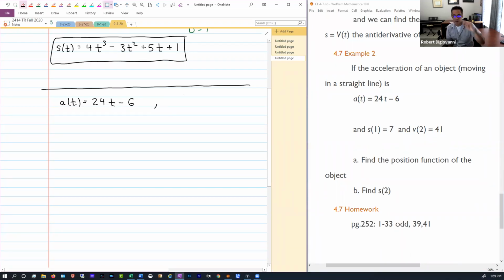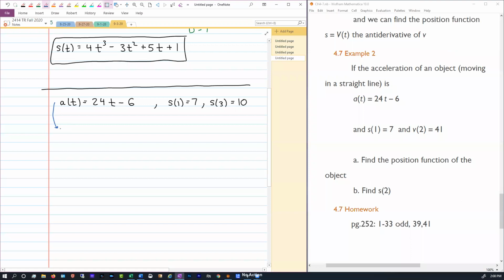But this time, instead of me telling you that S of 1 was 7, and before I told you that V of 2 was 41, what if I tell you that S of 3 is 10? I've given you no information about the velocity function, have I? No. Okay, so here's how you would do this.